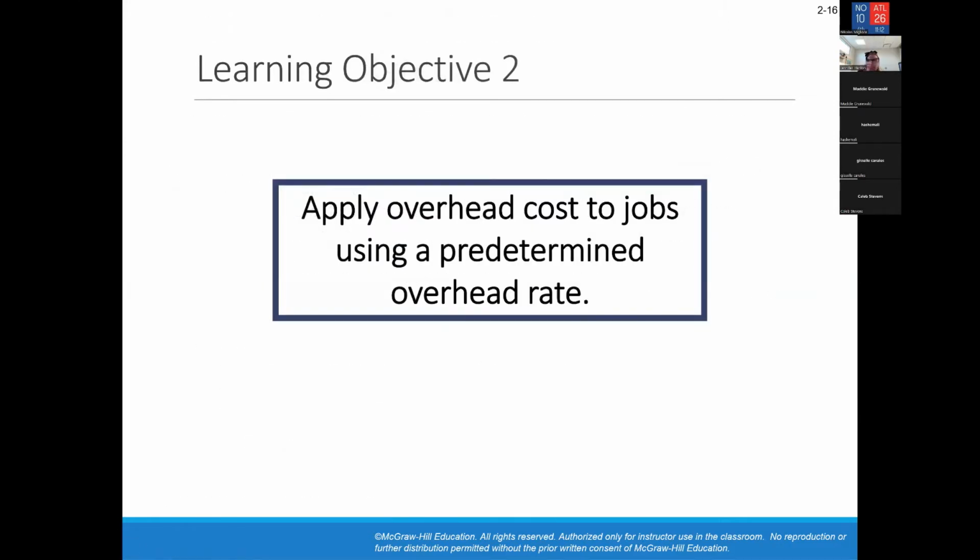Okay, do y'all have any questions about that predetermined overhead rate? Do you understand the 3 different pieces that we're pulling into a job? No questions? Because we're going to look at an example real quick.